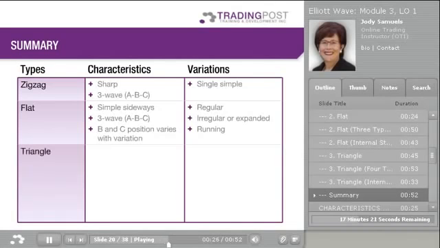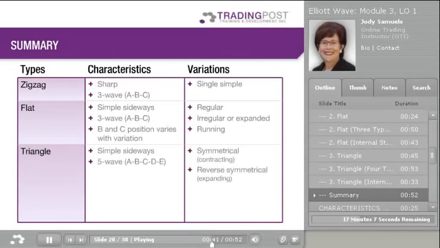The triangle family is characterized as a simple sideways correction, which unfolds in a five-wave ABCDE sequence. There are four types: symmetrical, which is contracting; reverse symmetrical, which is expanding; ascending, which has a flat top and a rising bottom; and descending, which has a declining top and a flat bottom.